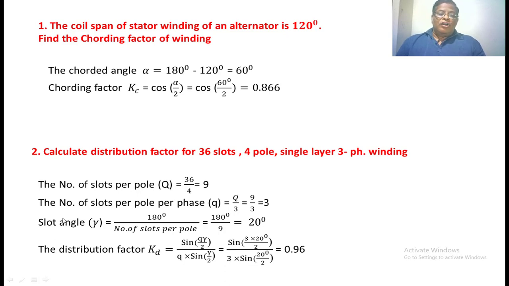Slot angle. The slot angle gamma equal to 180 degrees by number of slots per pole. Now you have to take this value here. We are getting the 20 degrees. The distribution factor Kd equal to sin q gamma by 2 divided by q into sin gamma by 2, where small q is nothing but a number of slots per pole per phase. Substitute all the values, we are getting the 0.96.